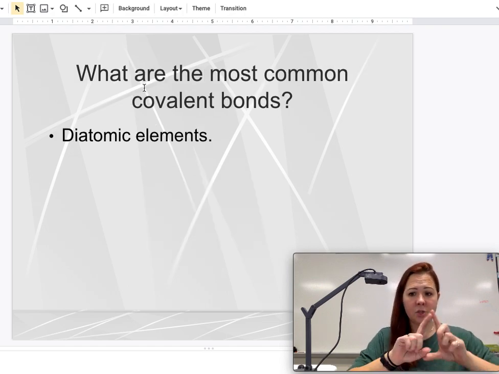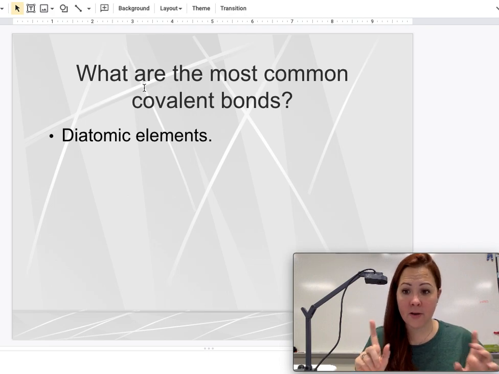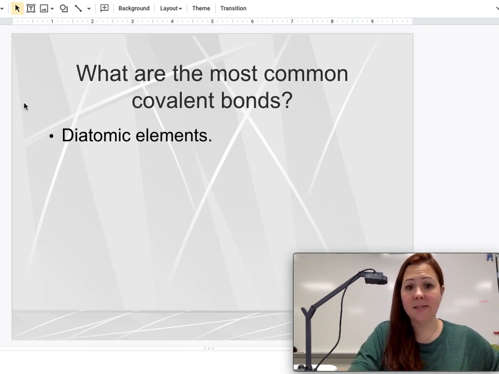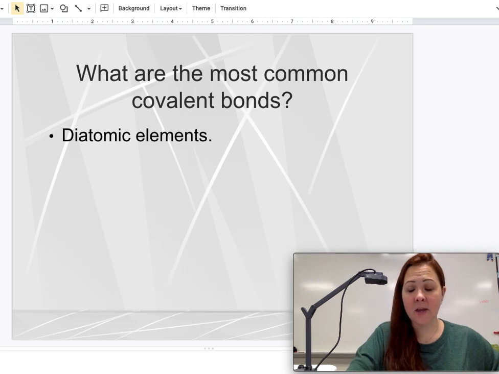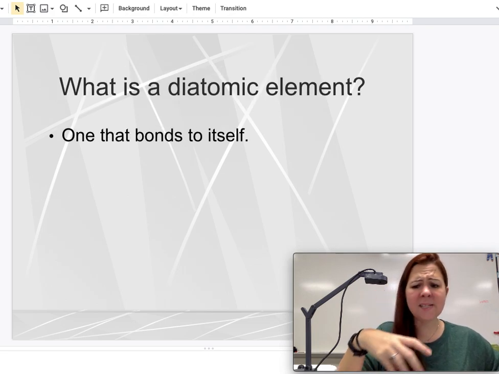Now, there are kind of two categories of covalent bonds. The first one you're going to see most frequently, and these are called diatomic elements. Di means two, atomic means atoms. So this is a two-atom element, basically. And all that means is you have the element, and it says it bonds to itself.